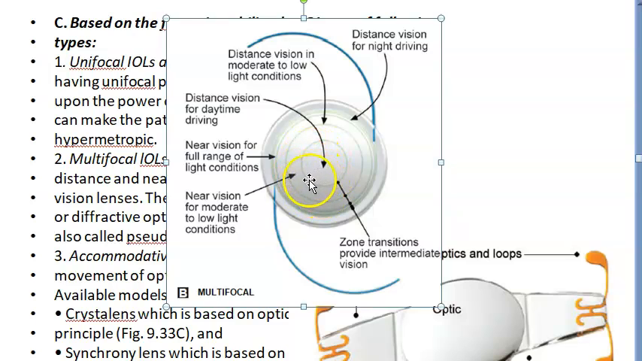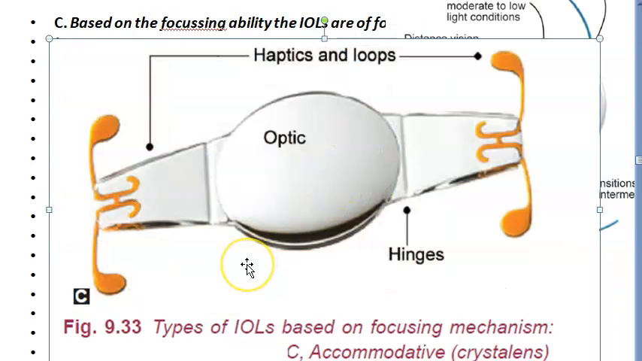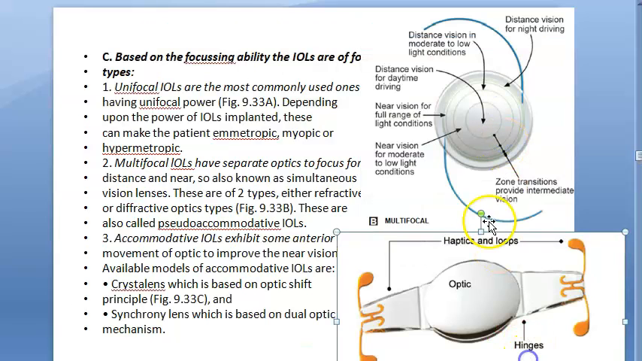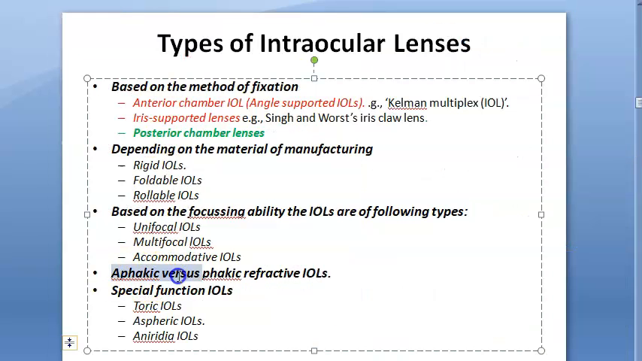So it has near vision, distance vision. So different, it is multifocal. This is accommodative. Even accommodation can happen with this crystalline lens. But these are very difficult to get adjusted to, multifocal and all these complicated ones. There is something here now in types of intraocular lens.